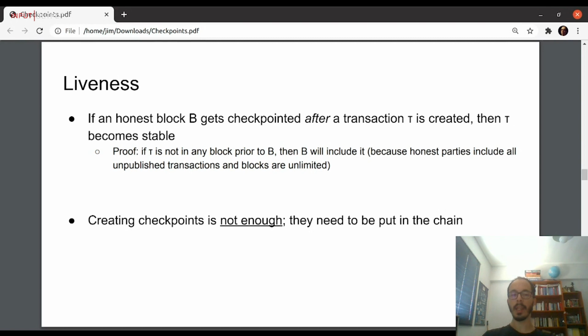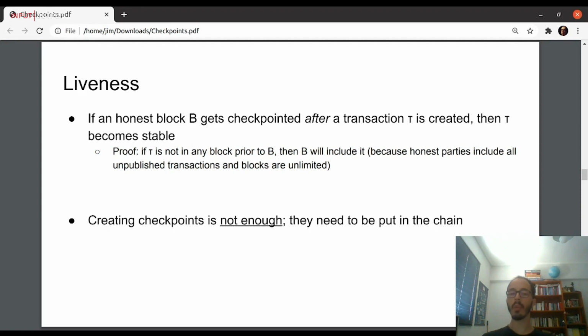And the reason that this happens is that if transaction T does not exist in some block prior to B, so in the chain that B extends, T is not in any blocks, then because the block is produced by an honest party, T will be part of the honest block, because remember that blocks are unlimited and honest parties try to put as many transactions in the block as possible. And if that block gets checkpointed, then the transaction will be reported as stable by every party. So every honest party that accepts checkpoints will have this block B, and thus the transaction will be live.